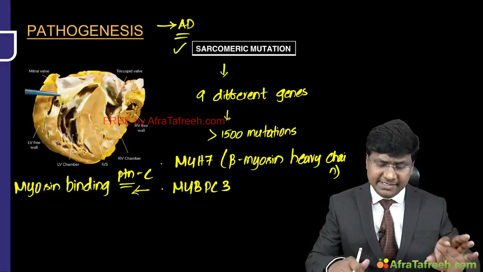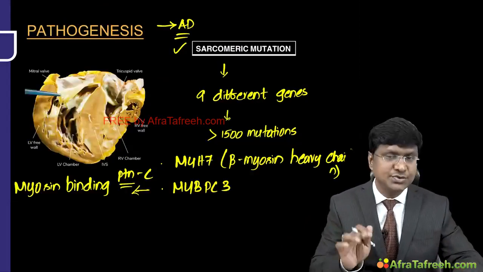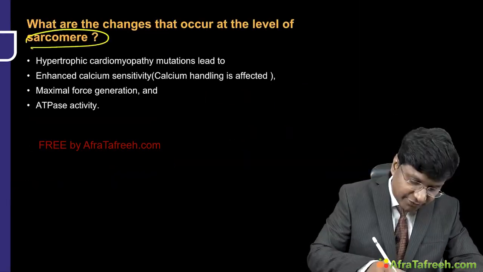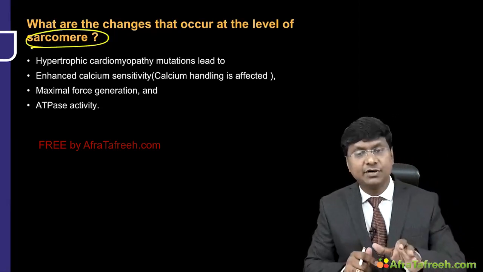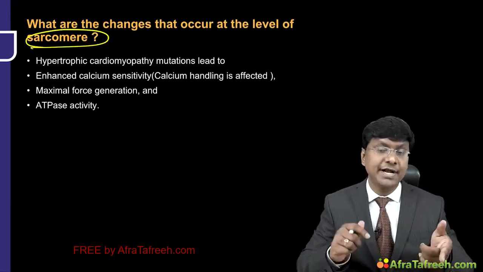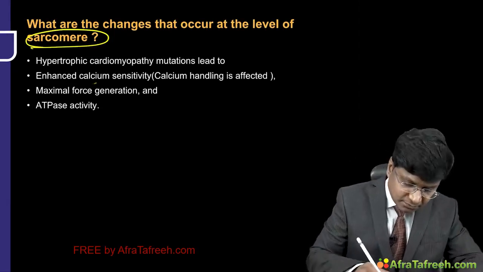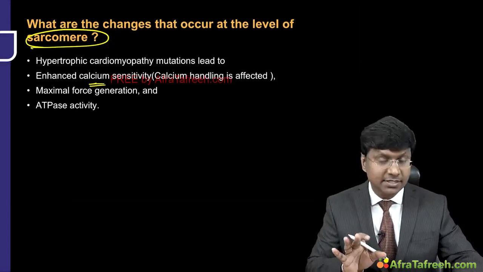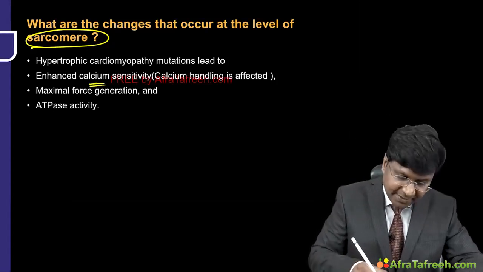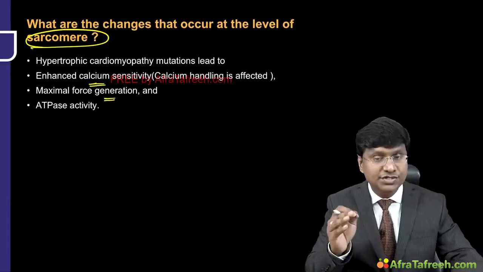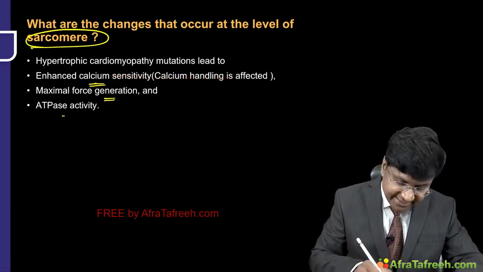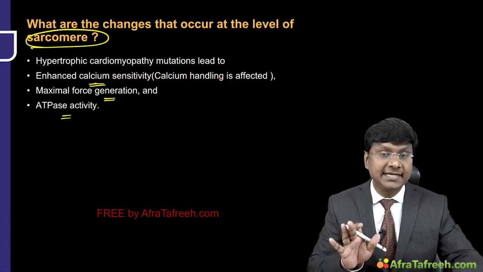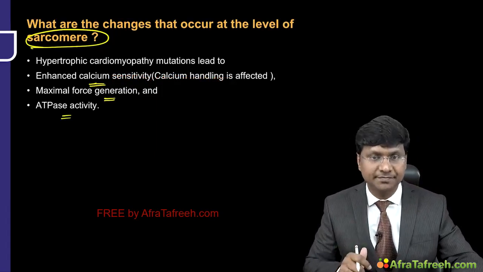So basically it is the sarcomeric mutation due to the genes which are being mutated. Now, what are the changes that occur at the level of the sarcomere? At the level of the sarcomere, the hypertrophic cardiomyopathy mutation leads to, number one, increased calcium sensitivity, where calcium handling is affected. There is maximal force generation and the ATPase activity gets affected. So these are the changes that occur at the level of the sarcomere.